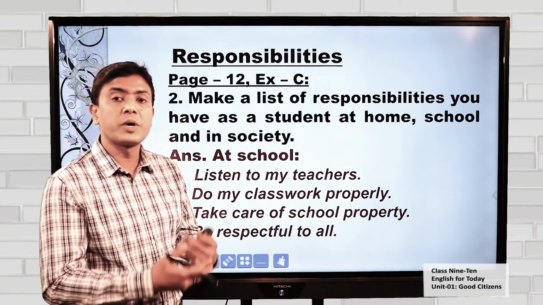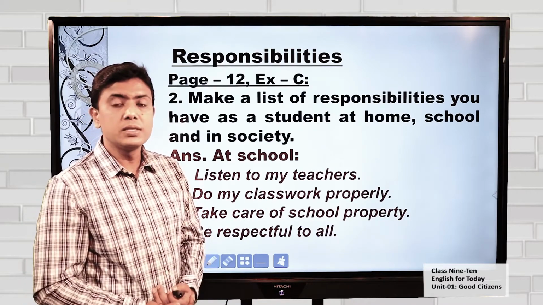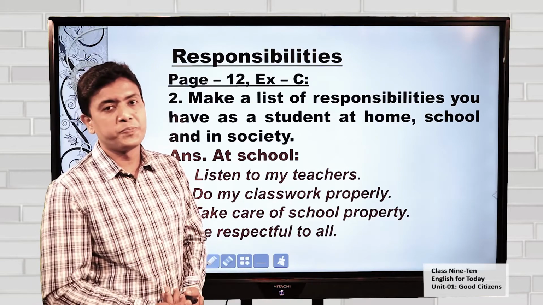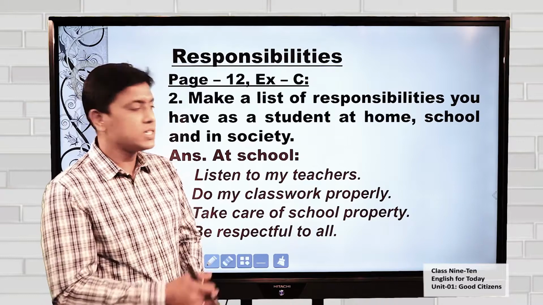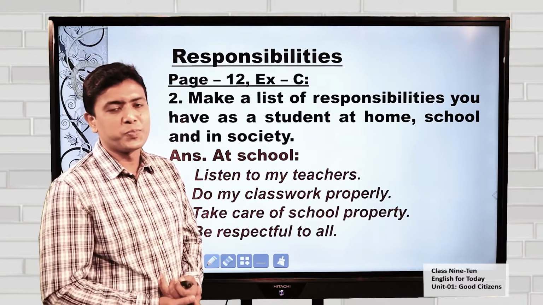We should respect the seniors and also take care of the juniors in school. This is going to be a wonderful culture among students in any school. So, you should write your own answer. This is just a sample answer made for all of you.